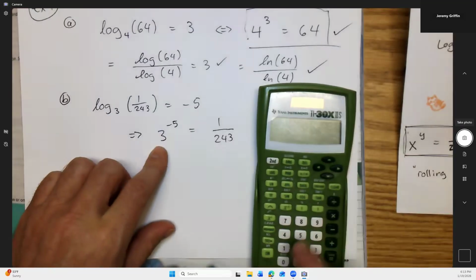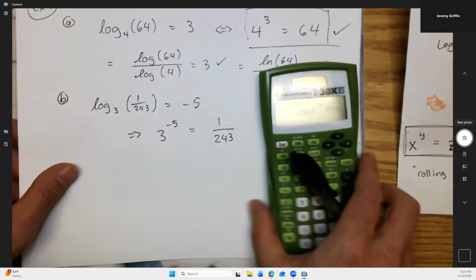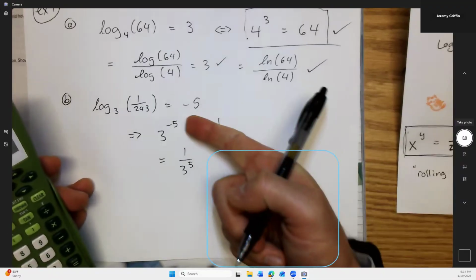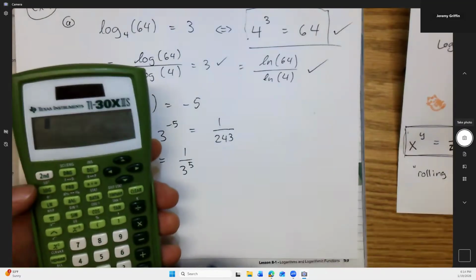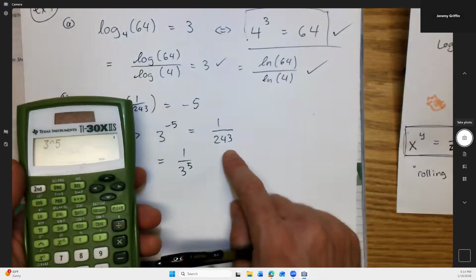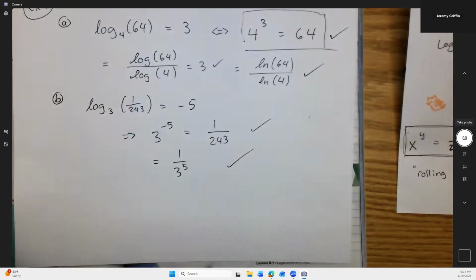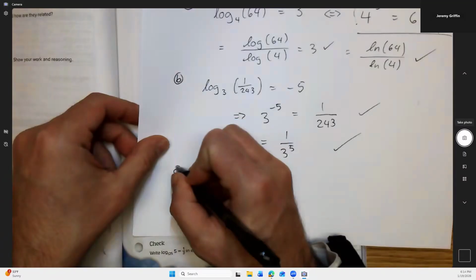Well, 3 to the negative 5. Isn't that 1 divided by 3 to the 5? I know that. That's what a negative exponent does. It makes it a fraction. So is 3 to the power of 5 the same thing as 243? Yes, it is. So check, check. It's all looking good.